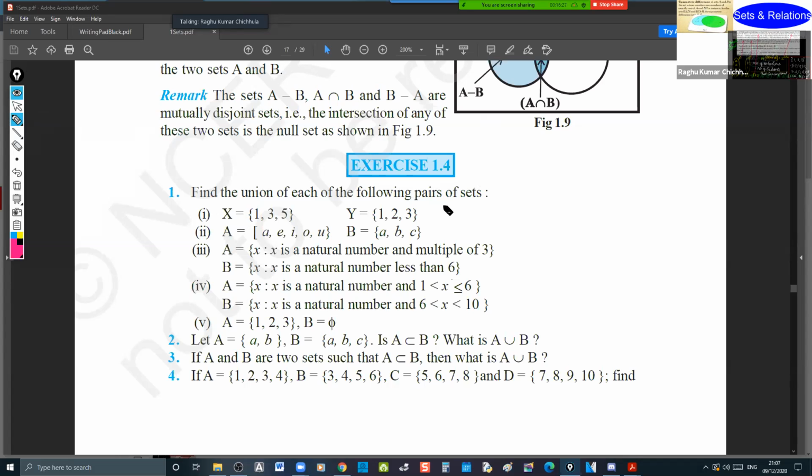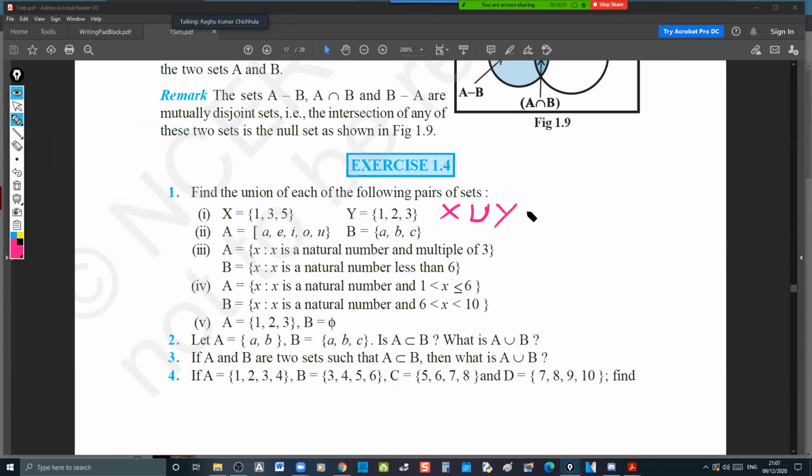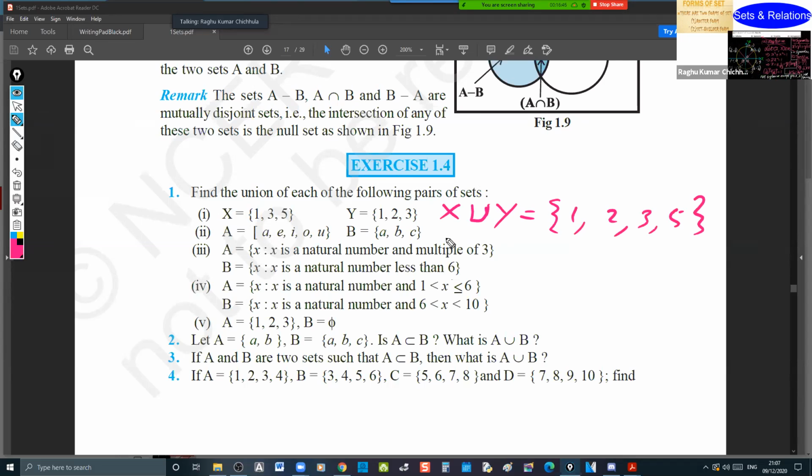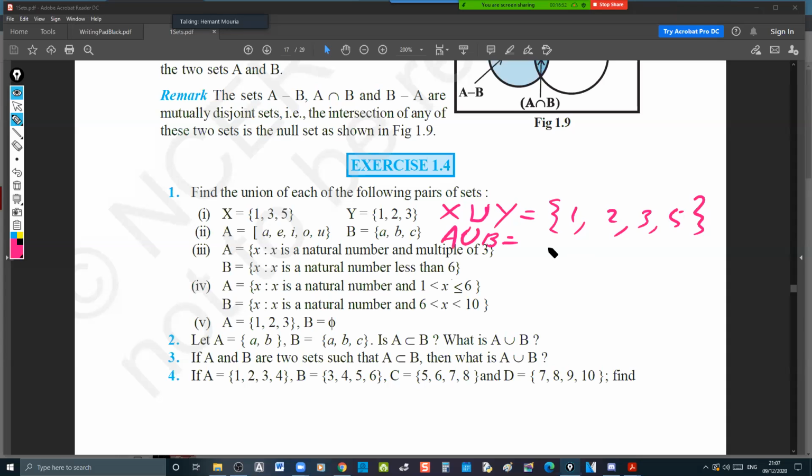Come on, you tell me, I'll be writing that. X union Y. He is asking for union. X union Y equals 1, 2, 3, 5. Similarly, A union B is a direct question. A union B equals A, B, C, E, I, O, U.